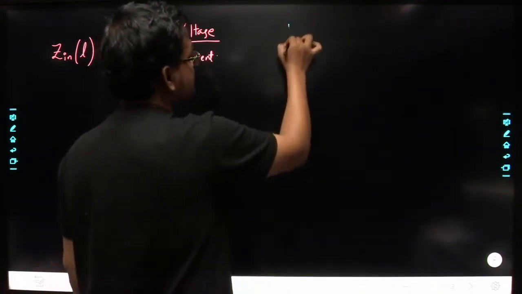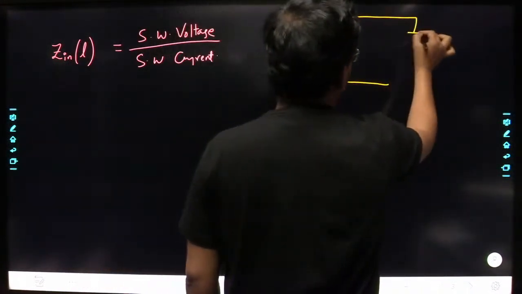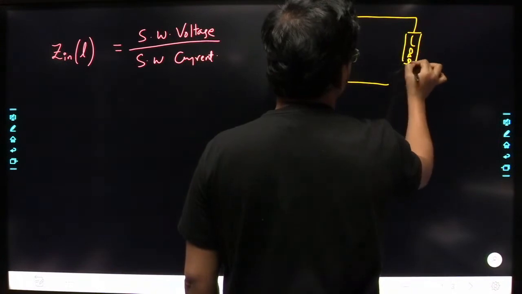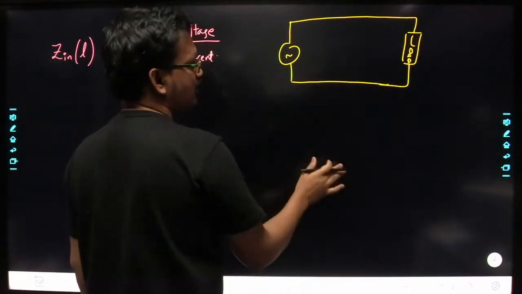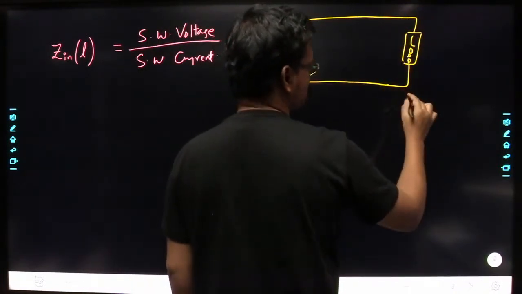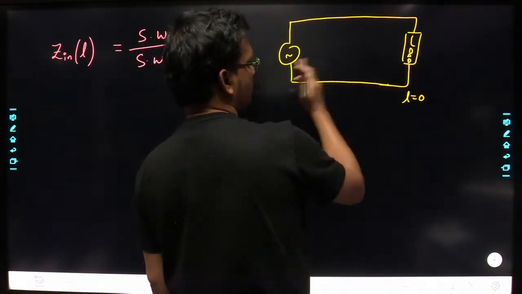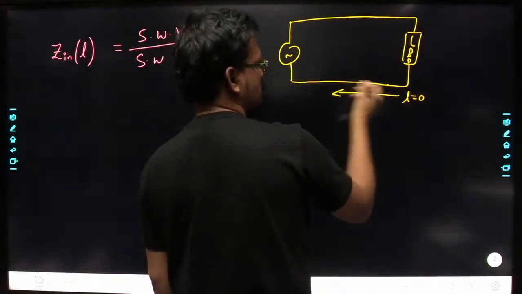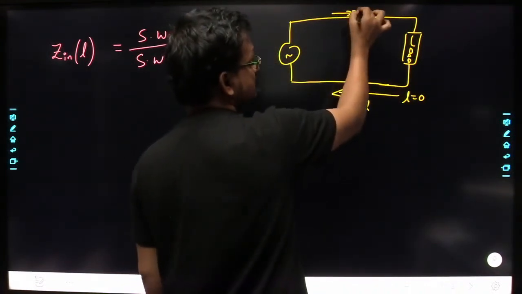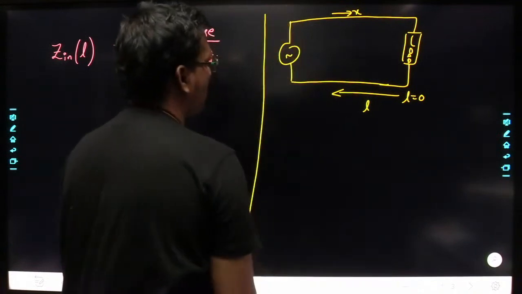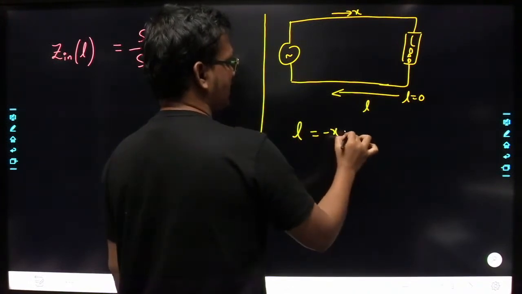So that means if you consider the transmission line here, from here onwards we have considered the reference as our load. So we have considered L equal to 0, and we have started moving from load to source. As you move from load to source, we have considered this as L, and from source to load, we have considered this as X. So in all our expressions, we have replaced L with minus X.